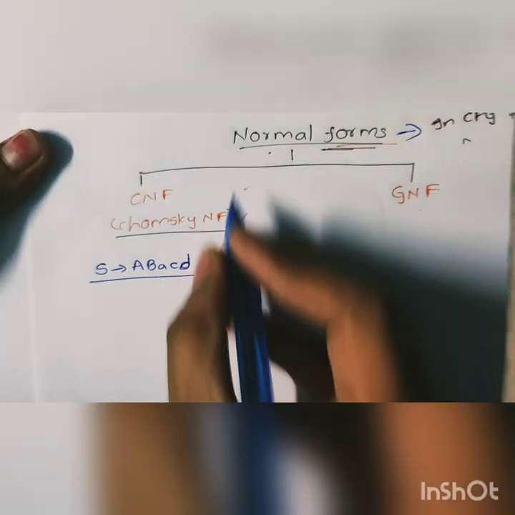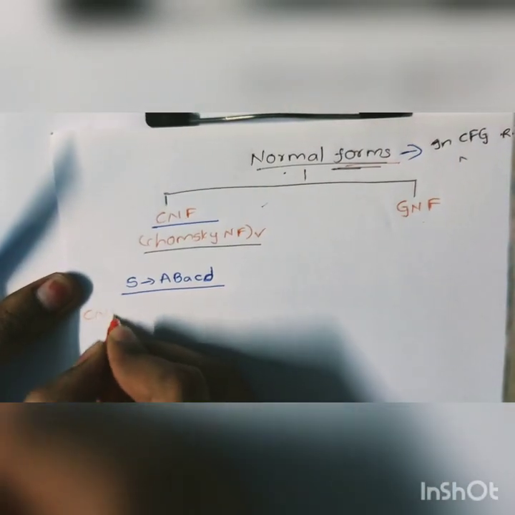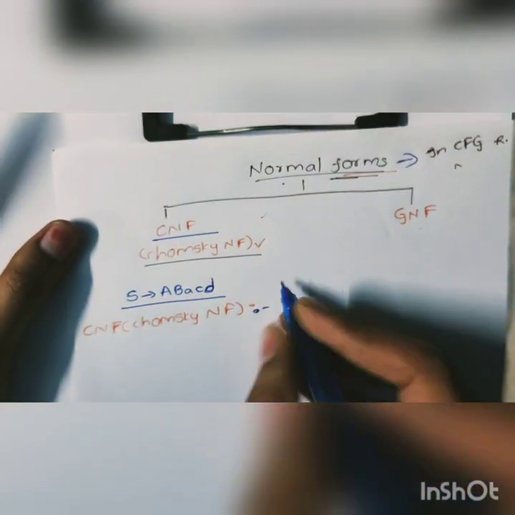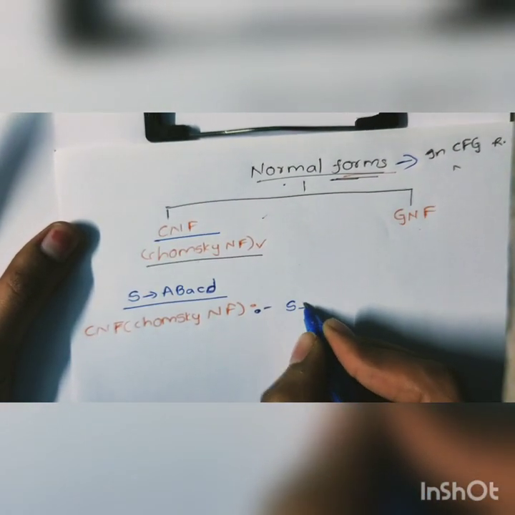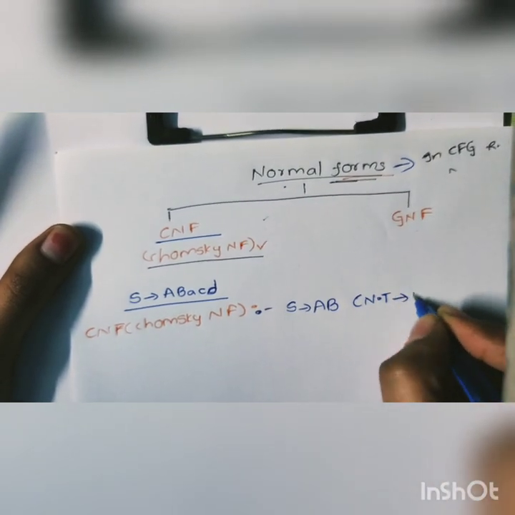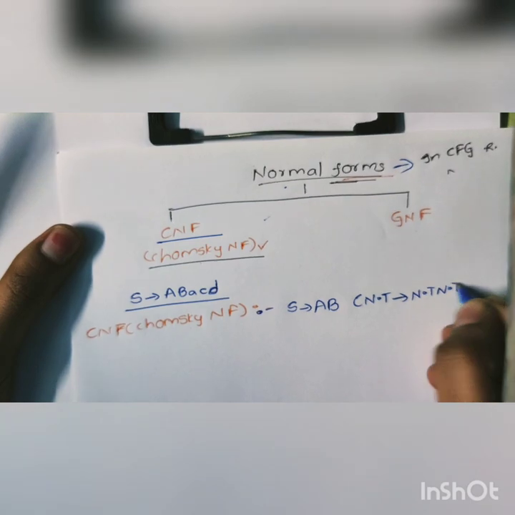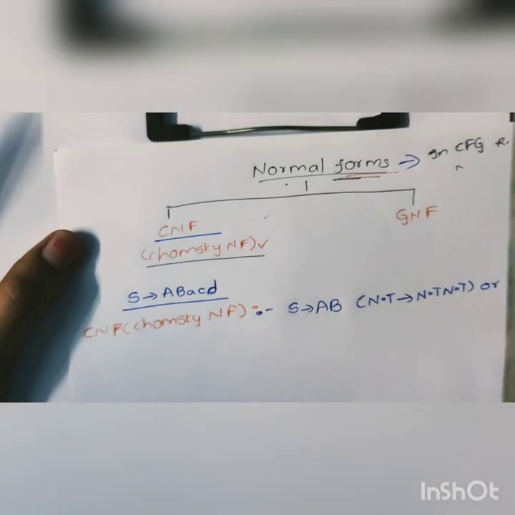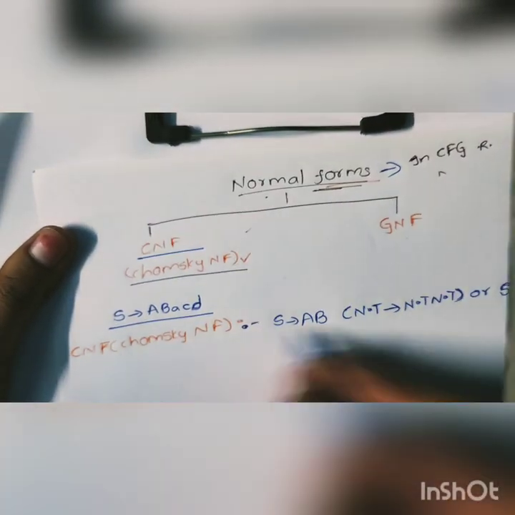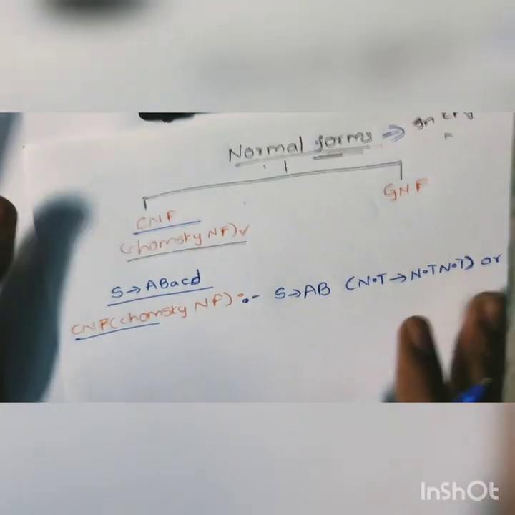And today I am going to explain this Chomsky normal form, CNF. If the given production is in the form S tends to A B, a single non-terminal tending to two non-terminals, or a single non-terminal tending to a single terminal, we can say it is Chomsky normal form.